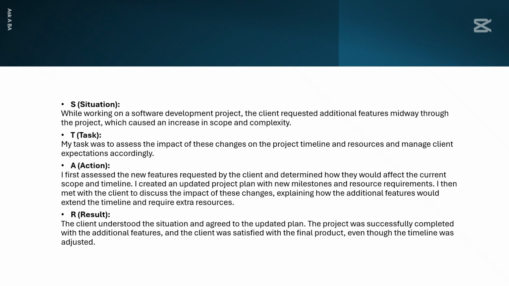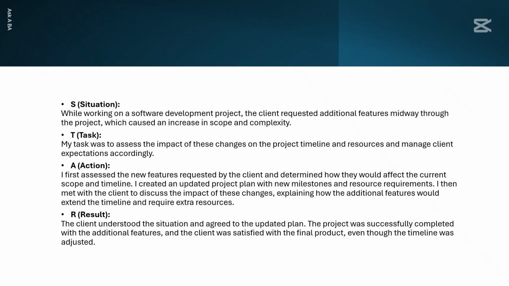What I had to do in this scenario was I first assessed the new features requested by the client and determined how they would affect the current scope and timeline. I created an updated project plan with new milestones and resource requirements. I worked with the project manager to be able to achieve this. I then met with the client to discuss the impact of these changes, explaining how the additional features would extend the timeline and would also require extra resources. The client understood the situation and agreed to this updated plan.